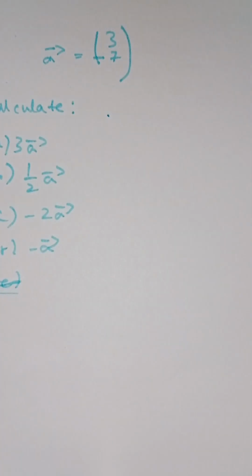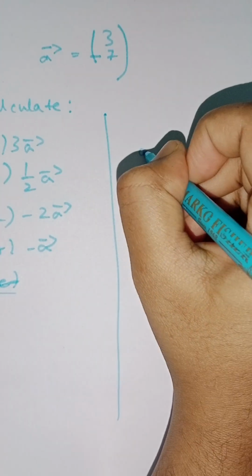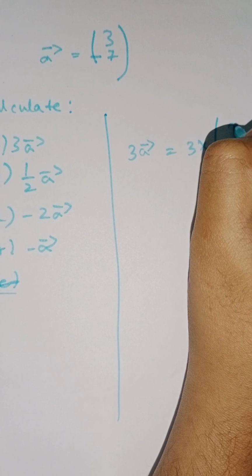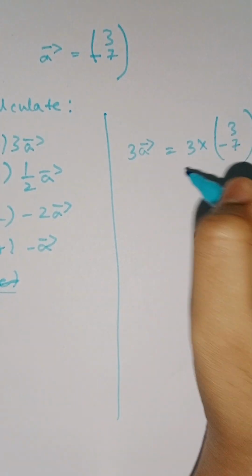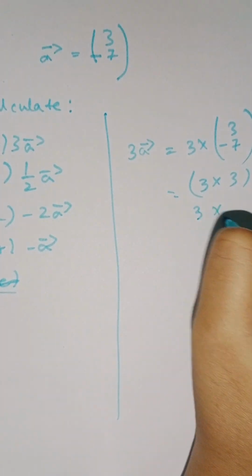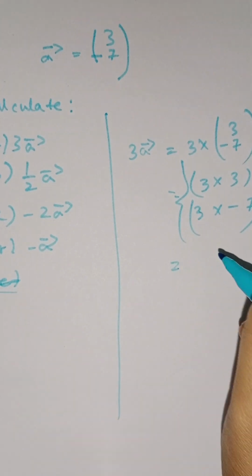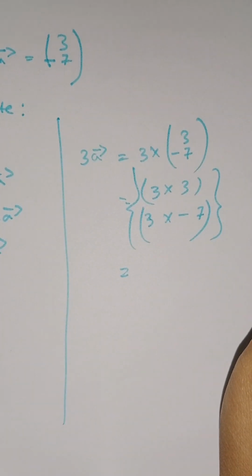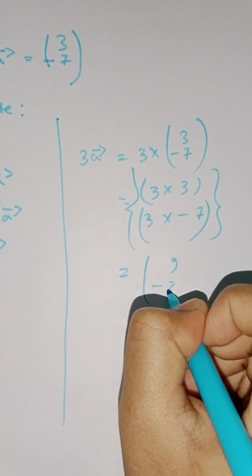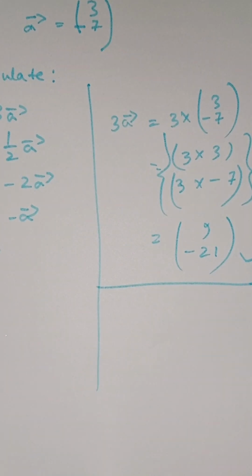So here, I will be starting off with 3 vector a, which is 3 times of 3 minus 7. Now, individually, let us multiply it. Everything will be in brackets so we do not make the silliest of mistakes. Then it will be 9 and minus 21. Our first answer is done.